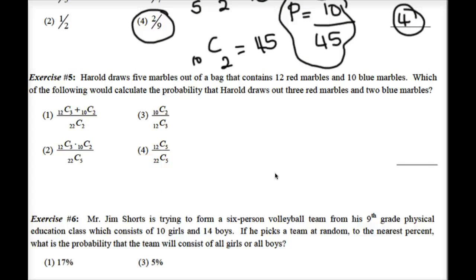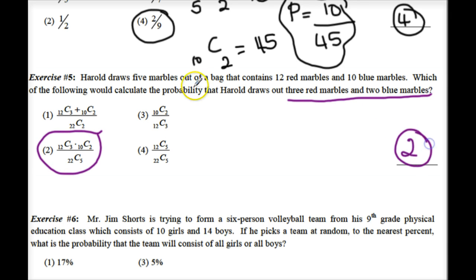Exercise 5. Harold draws 5 marbles out of a bag that contains 12 red and 10 blue. Which of the following would calculate the probability that Harold draws out 3 red and 2 blues? Now automatically you know and means multiplication. So I can look at this and automatically tell my answer is choice 2.